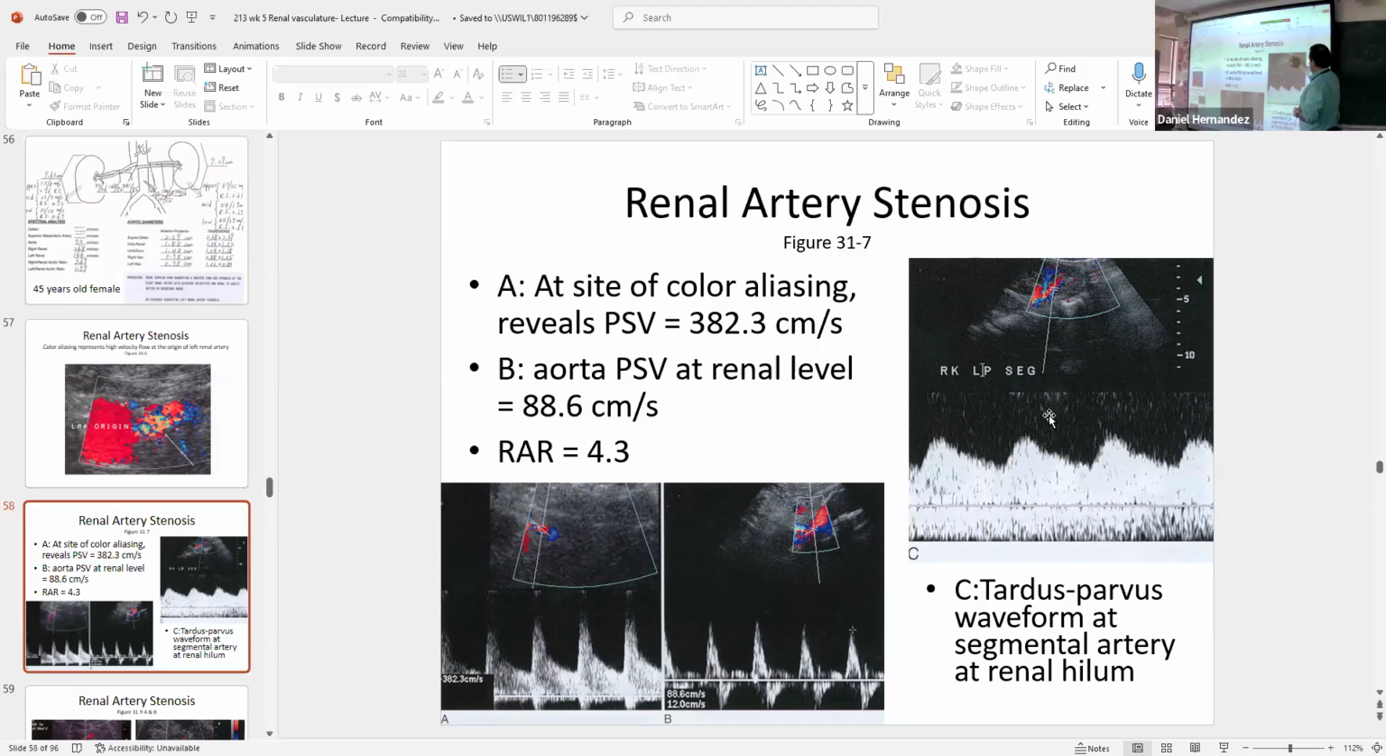And then when they were intrarenal, in this case they were dopplering the segmental arteries within the kidney. There's an obvious tardus parvus waveform. So we have that delayed upstroke, reduced velocity, but it's still low resistance, low velocity, delayed upstroke. So we have a prolonged acceleration time. So that AT is going to be prolonged, greater than 0.07.